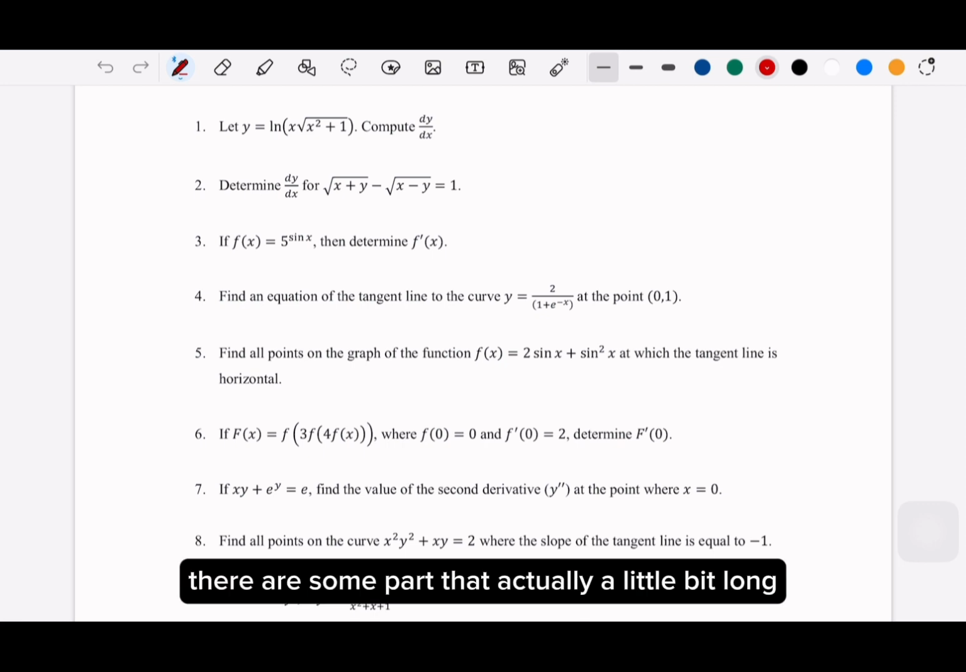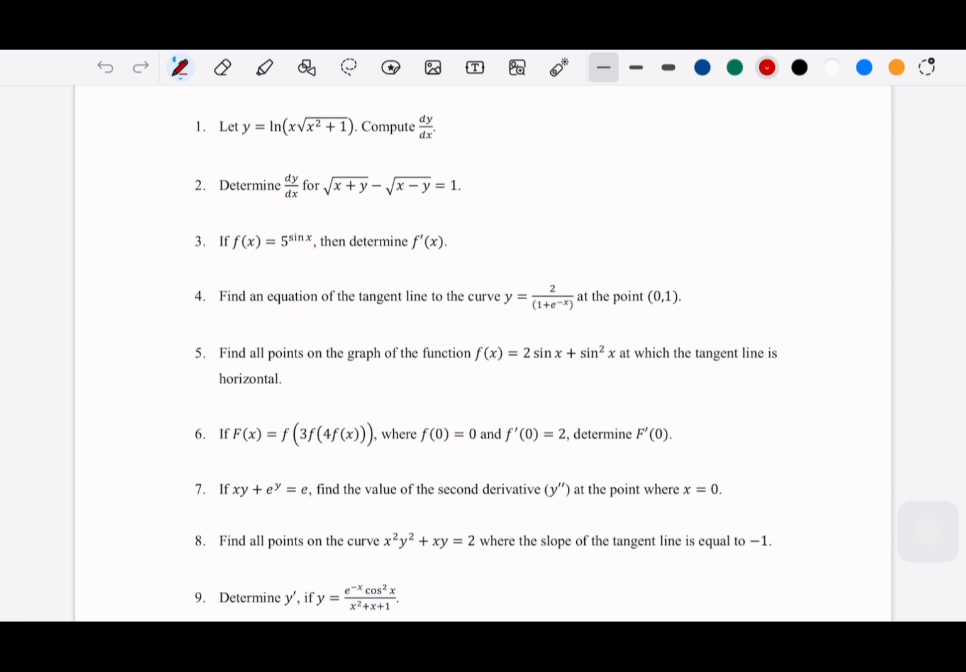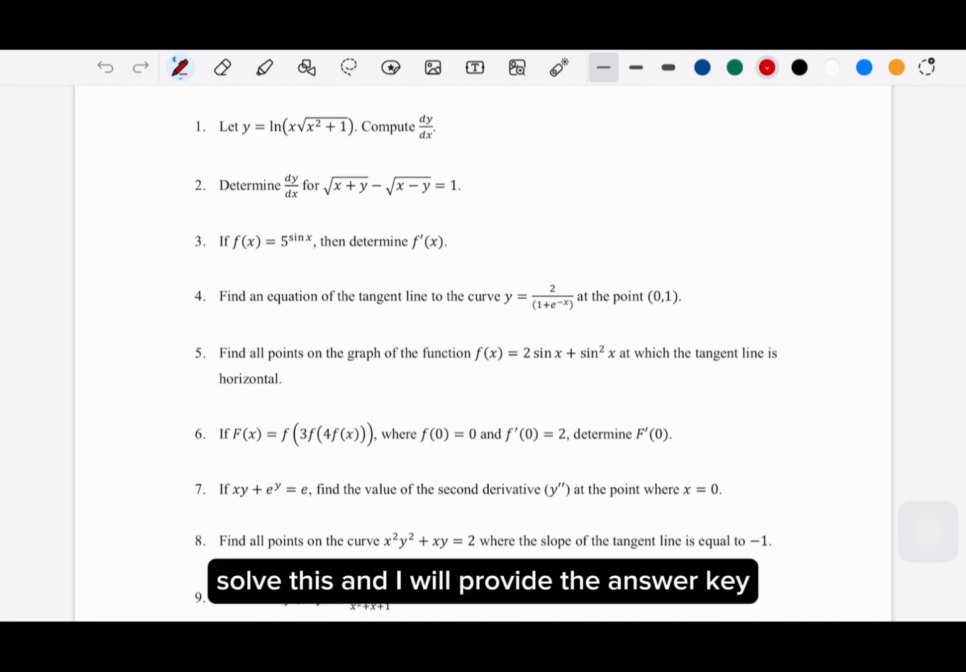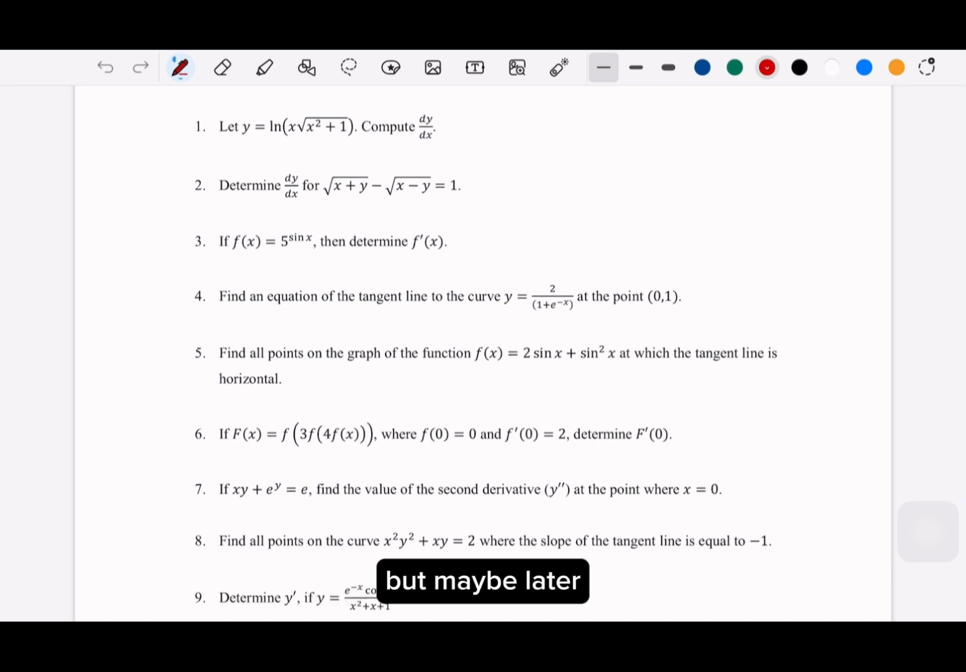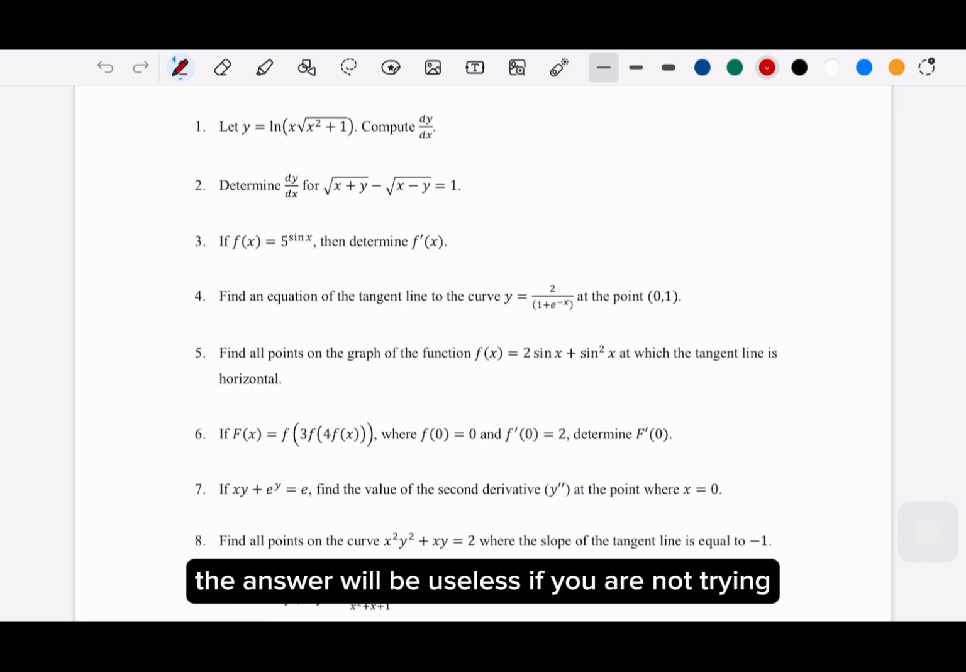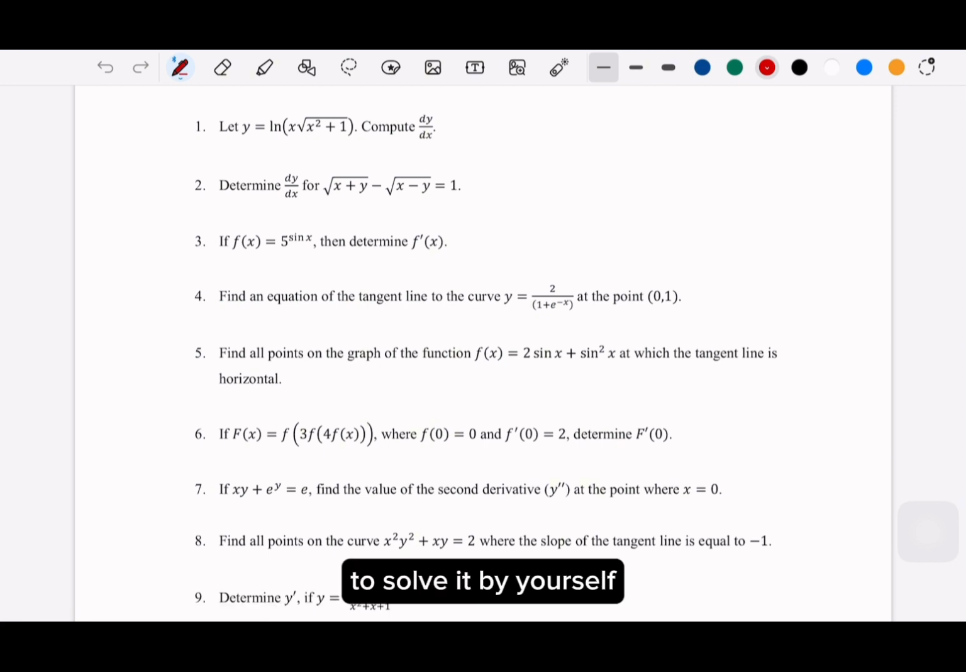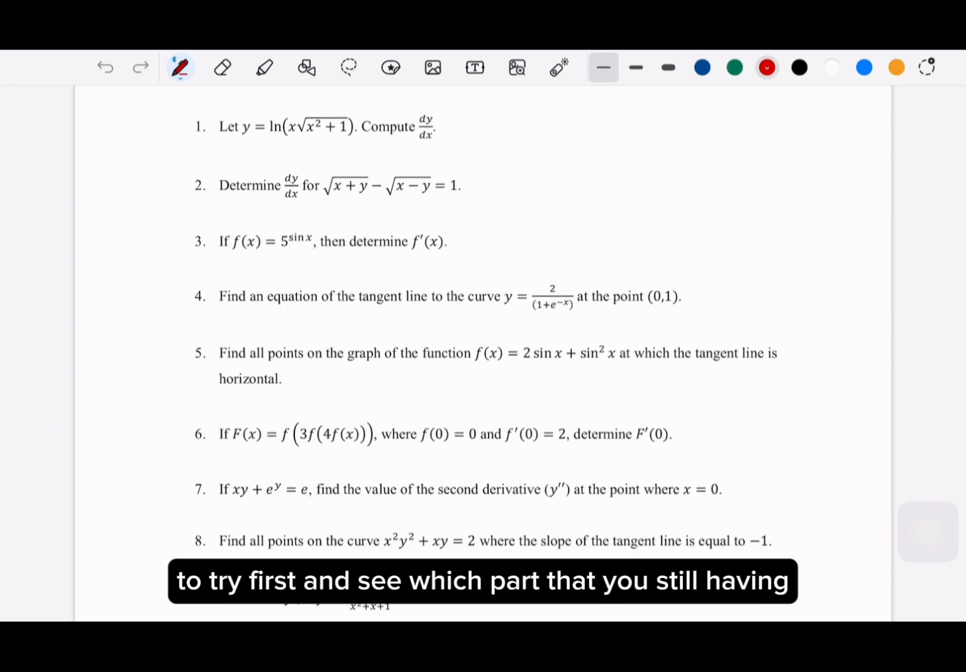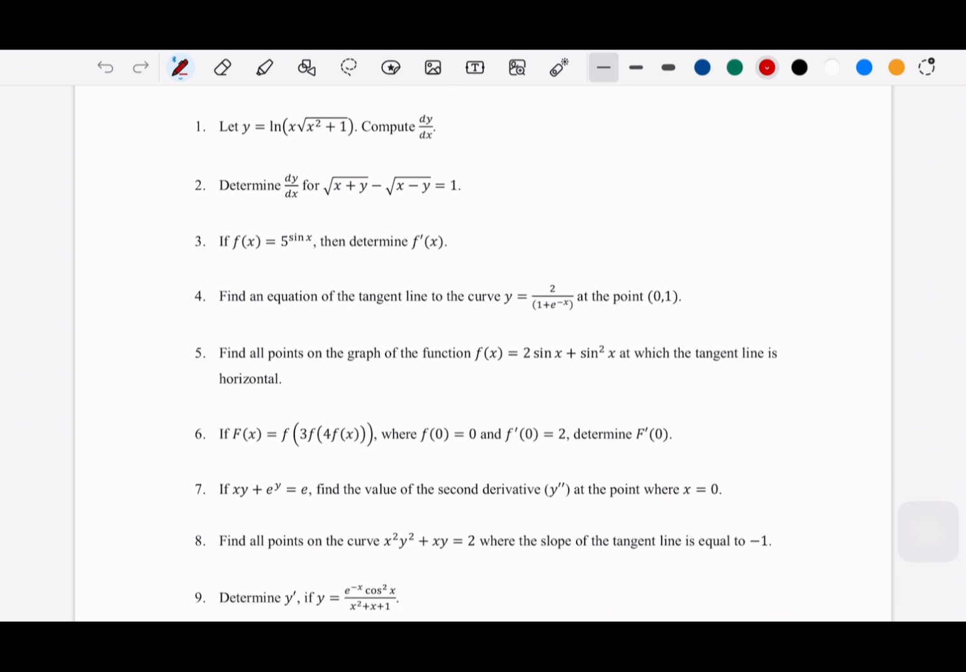There are some parts that are actually a little bit long. So I hope you try to solve this, and I will provide the answer key, but maybe later. Because the answer key will be useless if you are not trying to solve it by yourself. So try first and see which part you're still having some difficulty with.